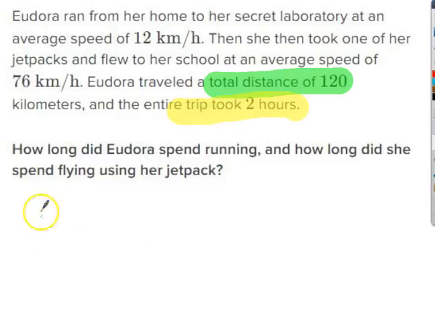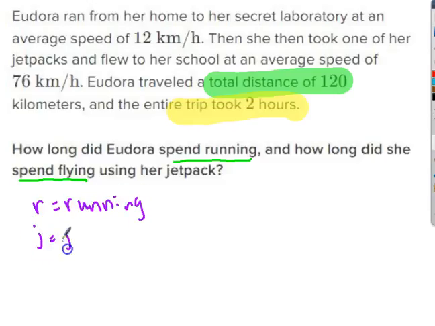So before I start, I need to identify the variables, and I can look in the question for that. It says, how long did Eudora spend running, and how long did she spend flying? So that means the two unknowns, the two things that I'm trying to solve for, are R for running, and I'm going to use J for jetpack instead of F for flying. So I've got two equations.